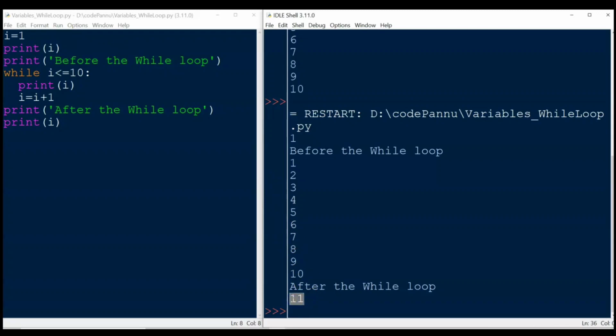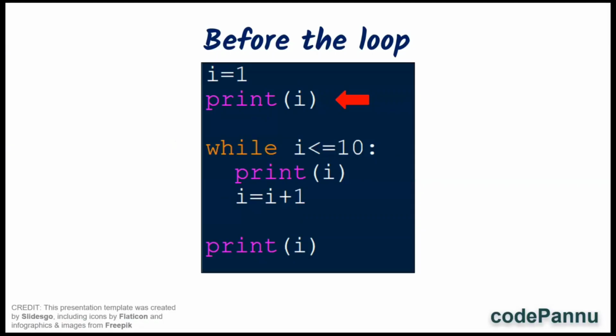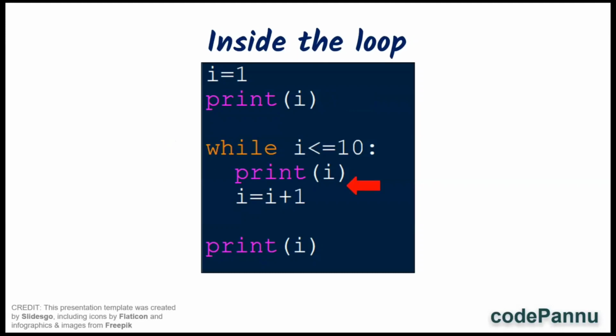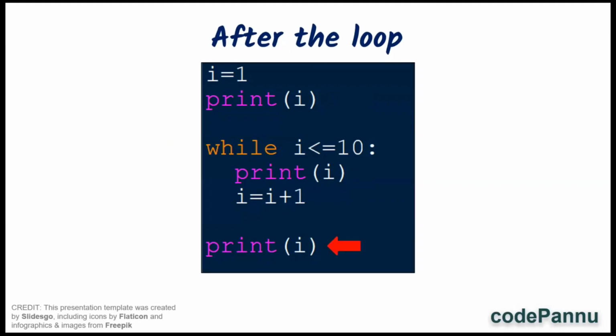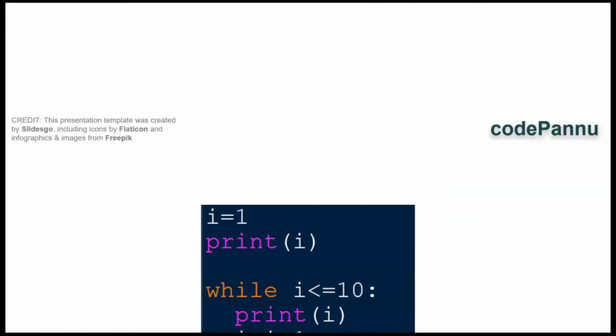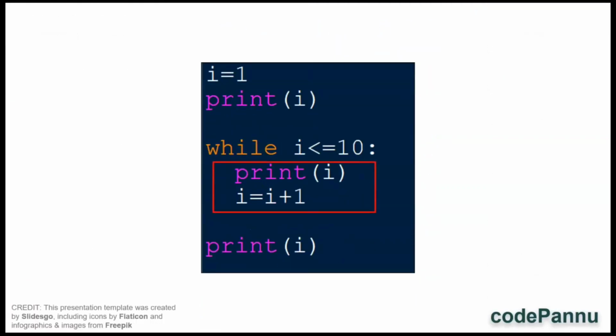Right. So I hope you are able to understand the difference between the value of variables before the loop, inside the loop, and after the loop. It is very simple. The code inside will run many times, so the value of the variable will keep changing. But the value of the variable before and after the loop will remain the same because it runs only once.